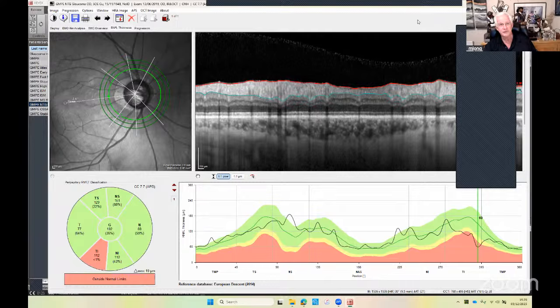The pressures of this lady were 12 and 13, so nothing really that high, although it depends on the patient, doesn't it? How high the pressure is and how much damage it might do to somebody.